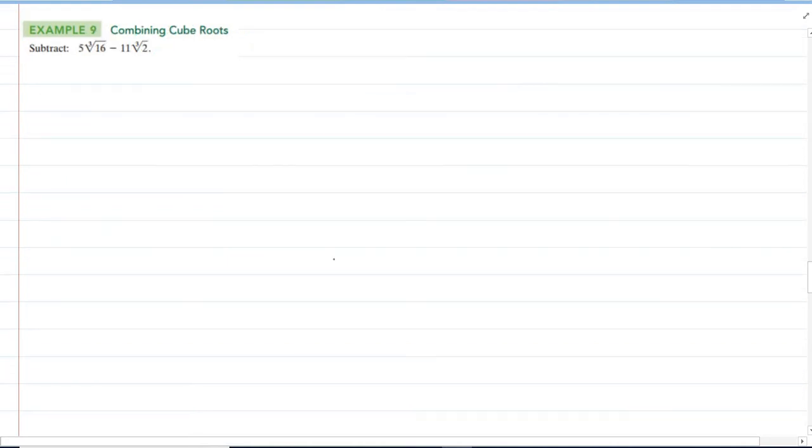Example 9 is combining the cube roots. So before we subtract it, we're going to simplify it first, alright? So let me just simplify this on the right side. So I can simplify this as third root of 8 multiplied 2. Then I can break them apart. Right? So this gave me 2, because I know 8 I can write it as a 2 to the third power, then I'm going to cancel this out. That'll be 2 third root of 2.